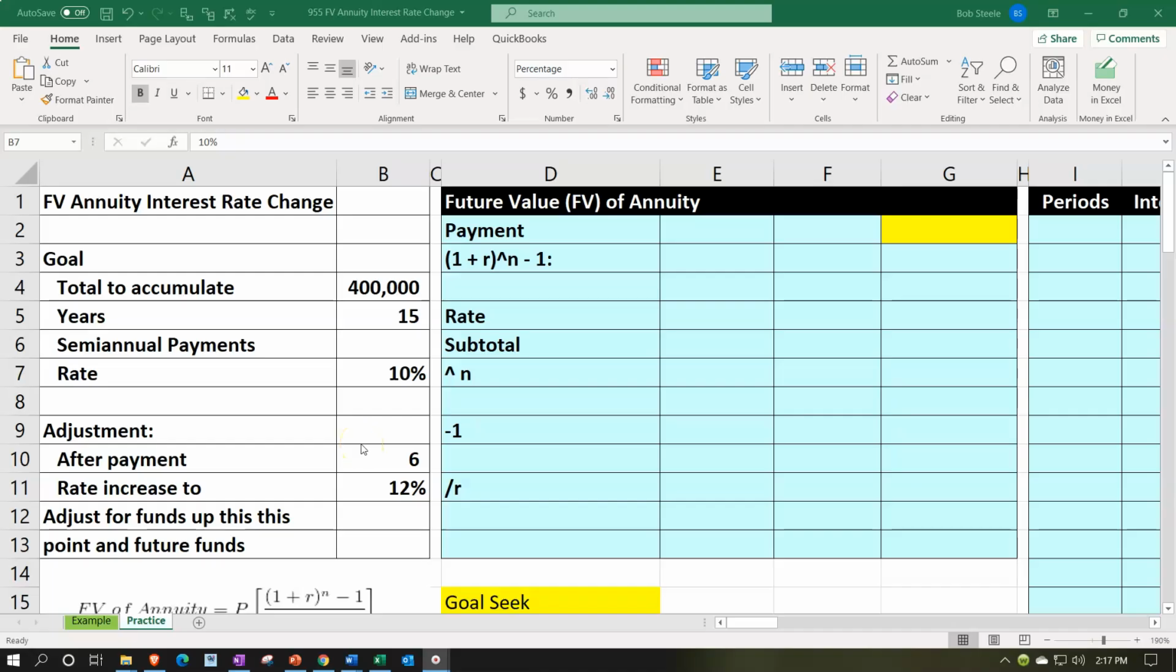Here we are in our Excel worksheet. If you'd like to follow along and have access to the Excel worksheet, note that we are in the Practice tab as opposed to the Example tab. The Example tab, in essence, being an answer key. We're going to have the information on the left-hand side. We will populate that into the blue area on the right-hand side.